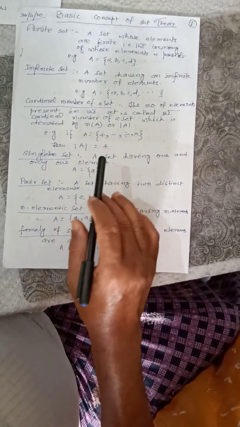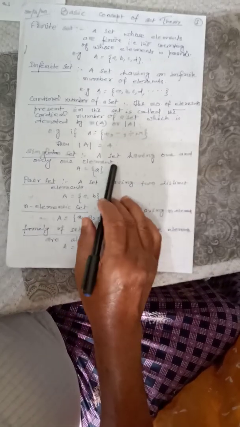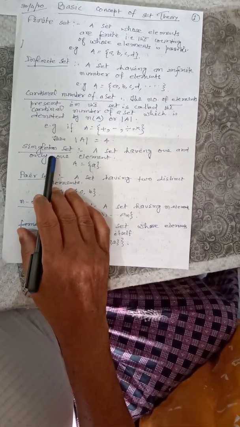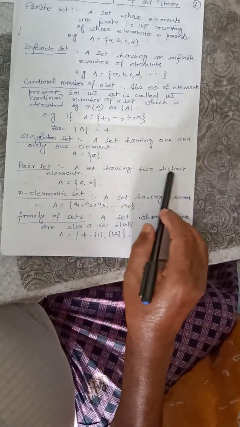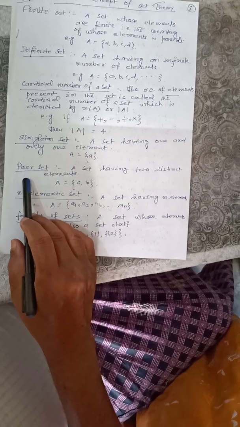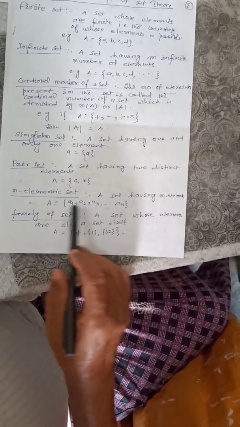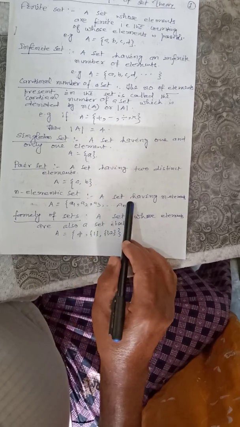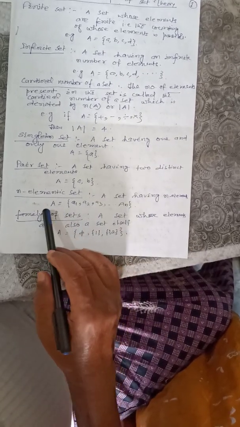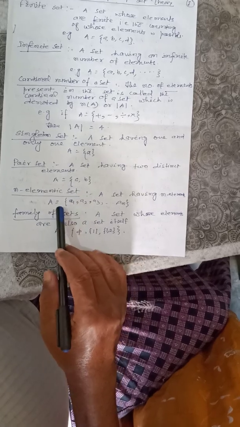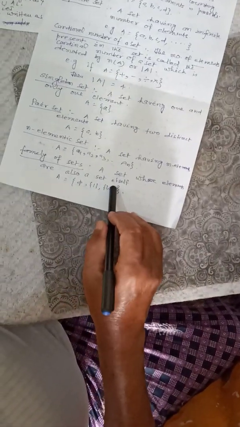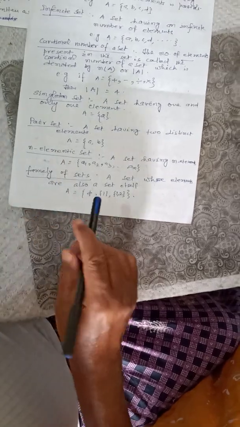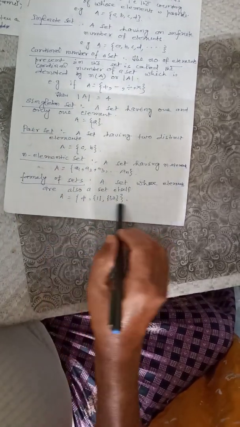Singleton set: a set having one and only one element is called a singleton set. For example, this. Pair set: a set having two distinct elements is called a pair set. For example, this. N-elementic set: a set having n elements is known as an n-elementic set. For example, this much. Family of sets: a set whose elements are also sets is called a family of sets. For example, this much.